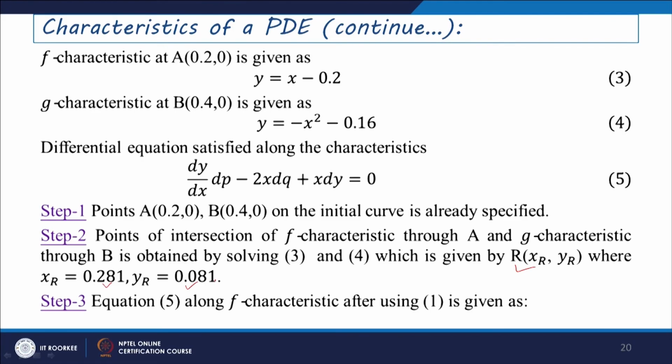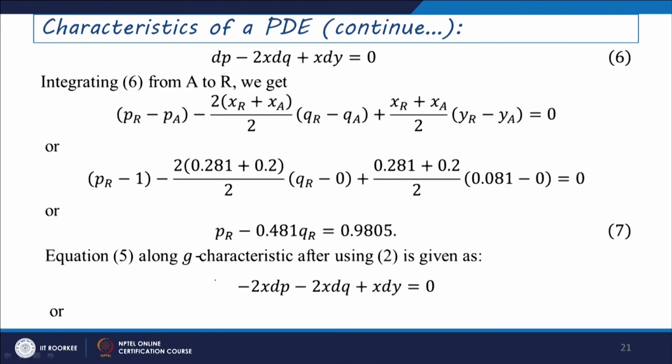And if you follow equation 5 along the f characteristic, after using equation 1, we get dp minus 2x dq plus x dy equals 0. If you integrate this equation from a to r, we get pr minus pa minus 2 into (xr plus xa) by 2, we are taking the average here, and qr minus qa plus (xr plus xa) by 2, x is the average we are considering, and the dy integration is varying from a to r. So, that is why it is considered as yr minus ya equals 0 here.